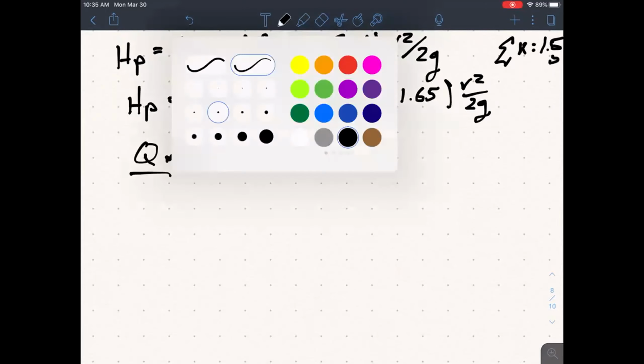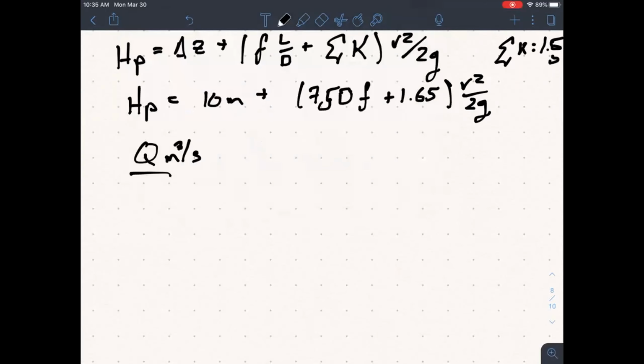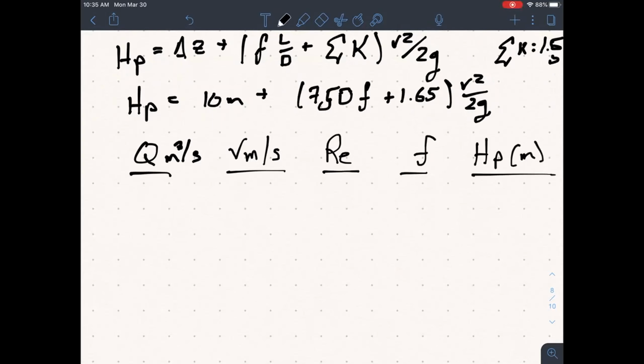I need to get a smaller pen size here. So we could do this in Excel. That's probably the easiest to do. So Q, and then we calculate our velocity because we know the diameter. Then we can calculate our Reynolds number because we know velocity, the diameter, and the kinematic viscosity. We can do F using Swamee-Jain, and then we can calculate our HP in meters from this equation that we wrote out up here.